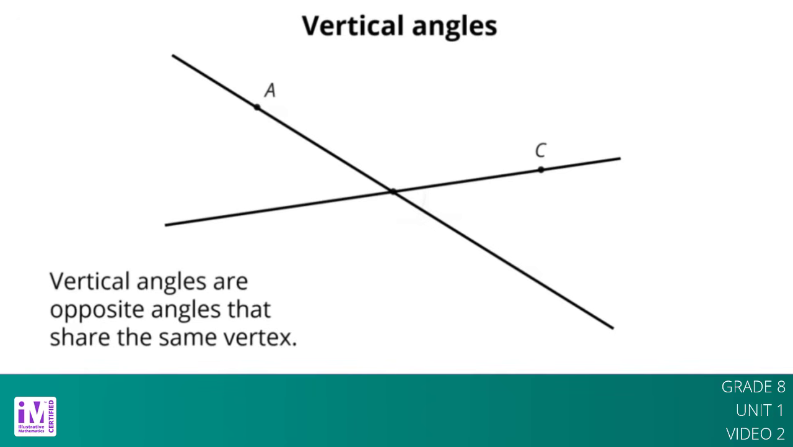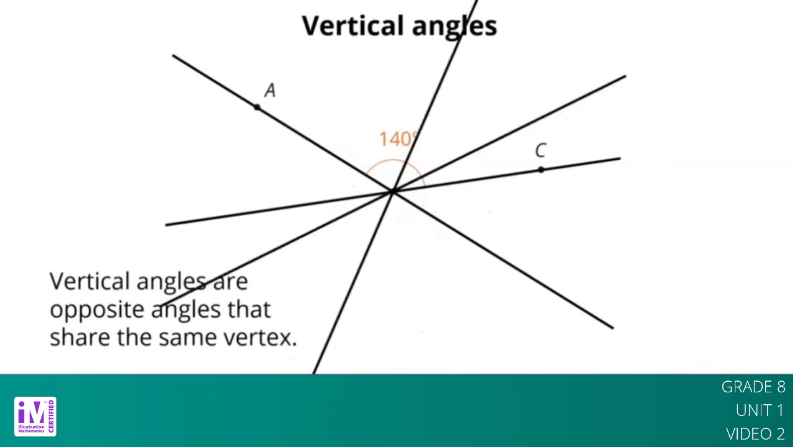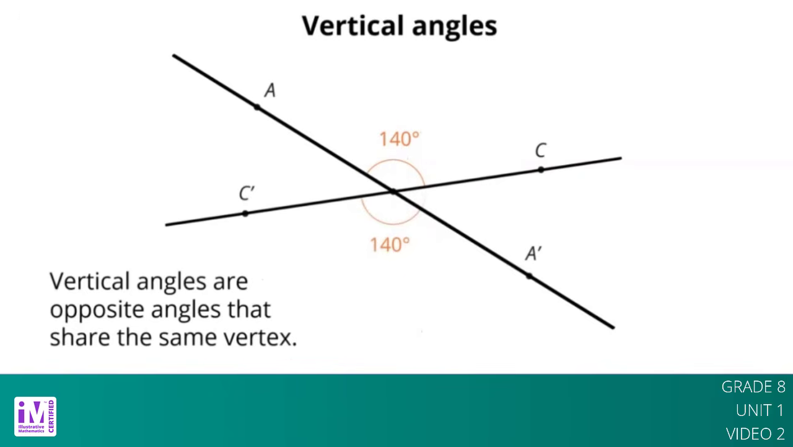Here's an example. Angle AOC measures 140 degrees. Rotating both lines by 180 degrees around the point of intersection O sends angle AOC to angle A'OC', proving that these vertical angles have the same measure of 140 degrees. The rotation also sends angle AOC' to angle A'OC. These vertical angles have the same measure of 40 degrees.